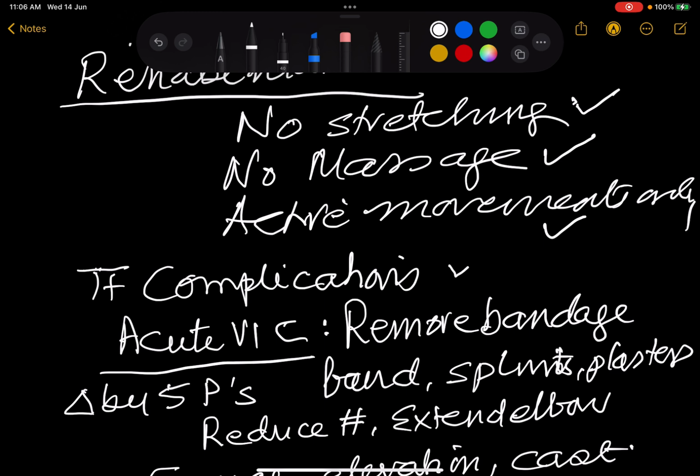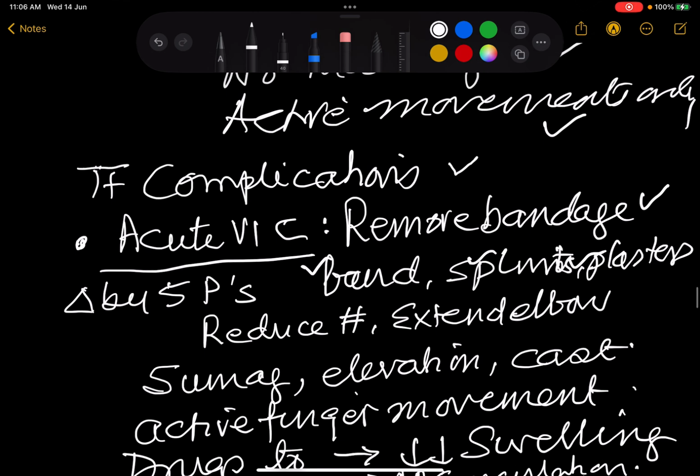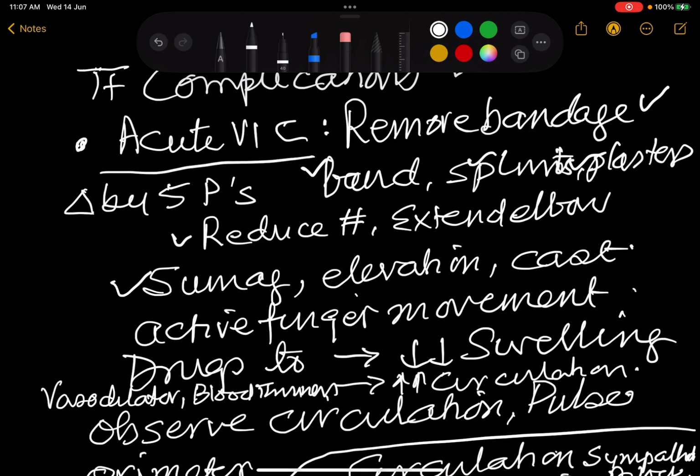You treat the complications, most important being acute VIC, where the limb may be lost. You remove the bandage. You recognize it by the 5 P's: pallor, pulselessness, paresthesia, paralysis, pain on stretch. You remove any bands in the bandage, splint or plaster. You grossly reduce the fracture and extend the elbow. Give anti-swelling drugs if there is swelling. Elevate and cast it in elevation.